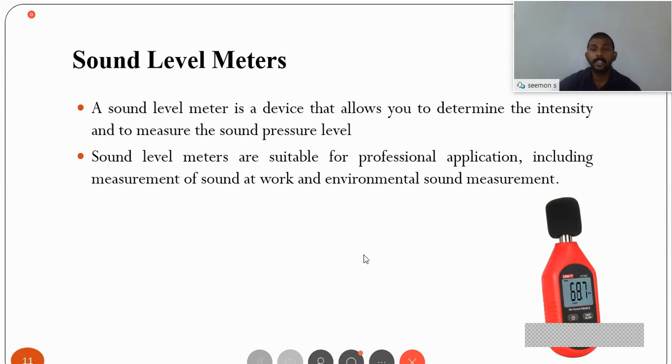Now, there are two types of devices: sound level meters and dosimeters. For sound level meters, we already saw how the device works, and it determines the sound pressure level as well as the intensity of the sound. It is also used in industries and environmental sound measurement.